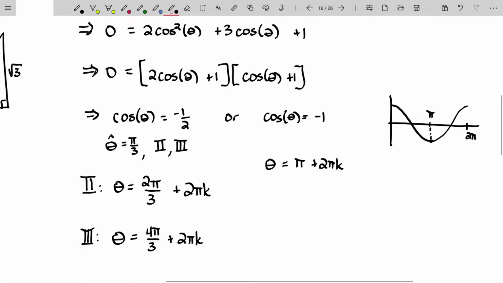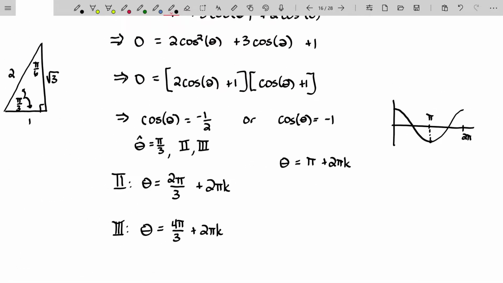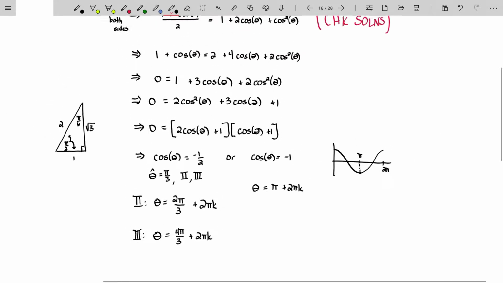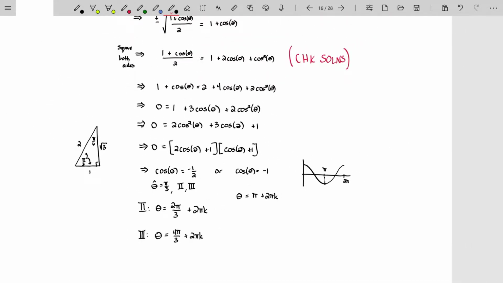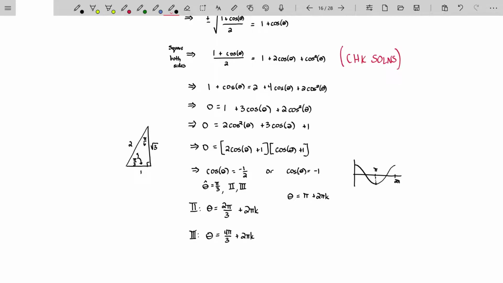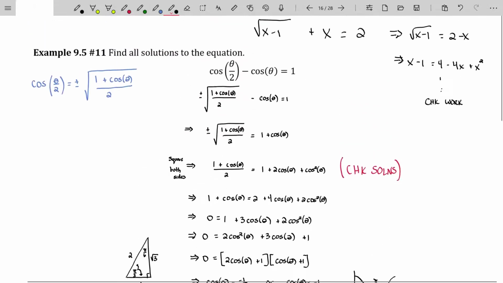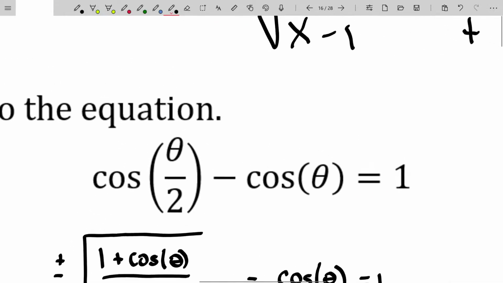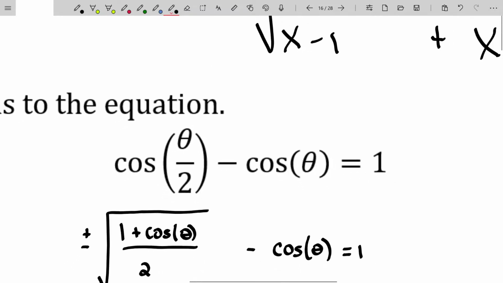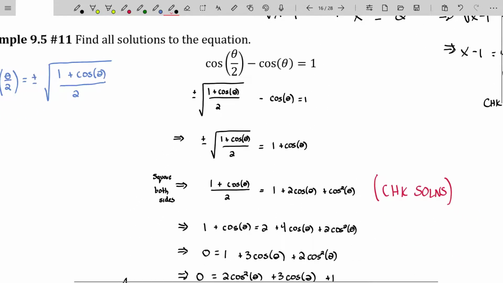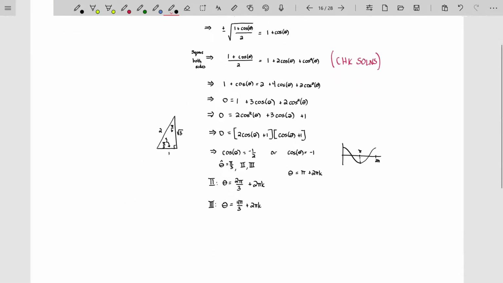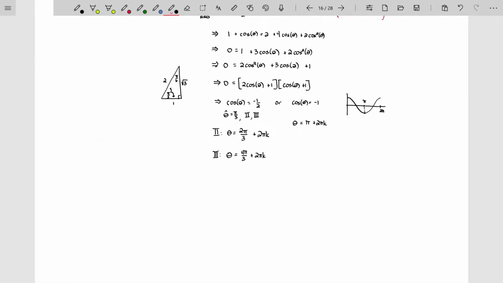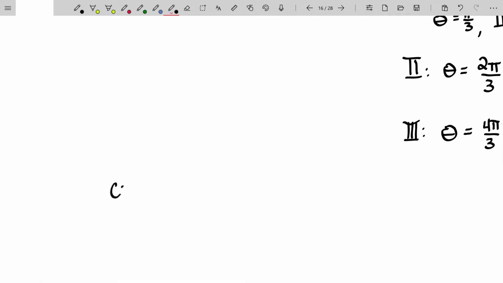Now, before circling things up, you may say, okay, I'm done. But remember, I made that note, check solutions, because we squared both sides of this equation. And when you check your solutions, you do it at the very beginning. This guy up here. So I'm going to rewrite that equation down below, cosine of theta over 2.